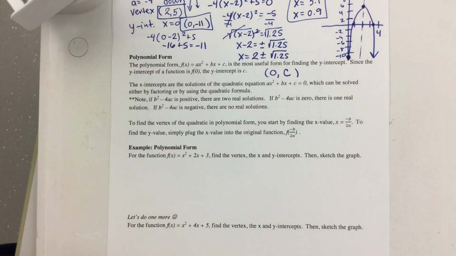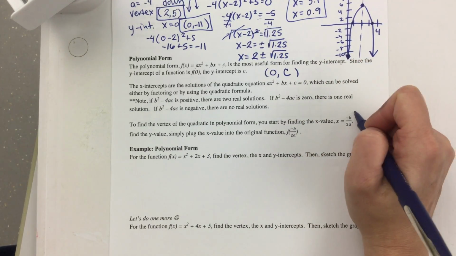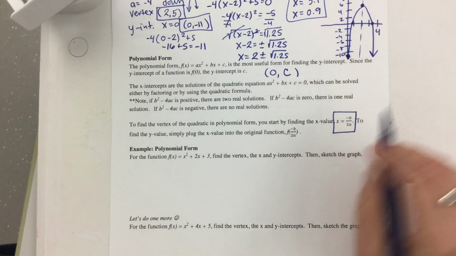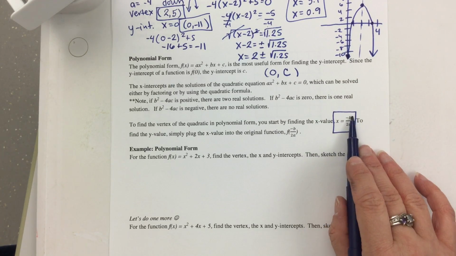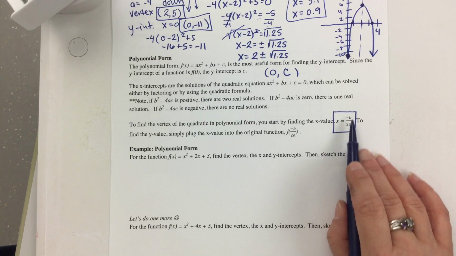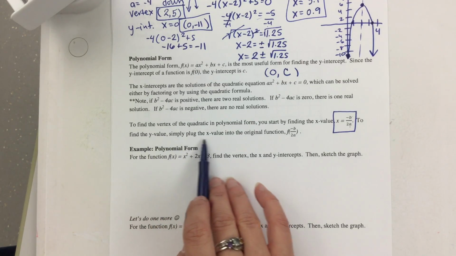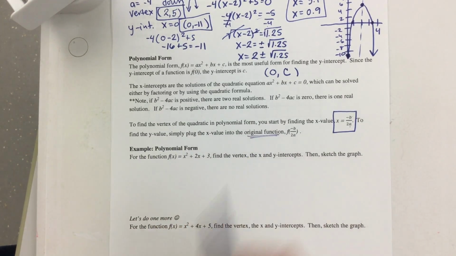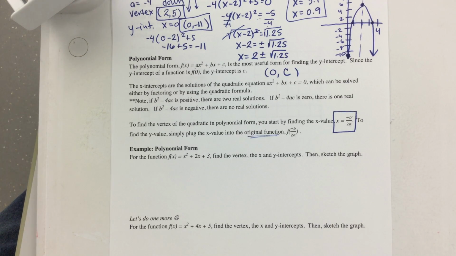If you are trying to find the vertex, in order to find the x, the formula is x equals the opposite of b over 2 times a. That tells you what the x value for the vertex is. Then to find the y, you simply plug the x value into the original function. So you go back to the original, plug that x in, whatever you get, that is your y value.